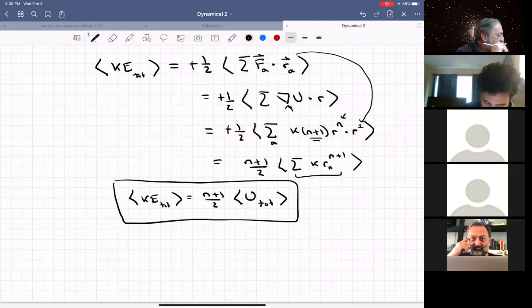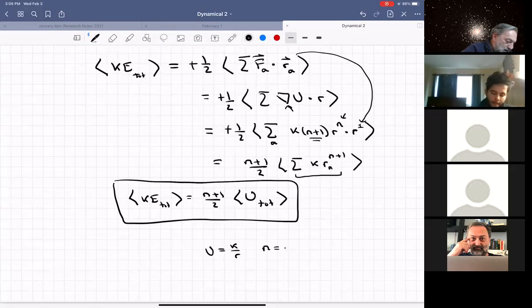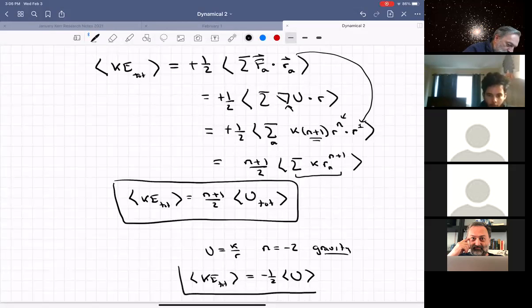Making any sense at all? And now if U goes like K over R, that means that n was equal to -2, which is the gravity version. And so for gravity, what this says is that the average total kinetic energy is -1/2 the gravitational binding energy of the system. And so that becomes important in astronomy and astrophysics and in several applications.